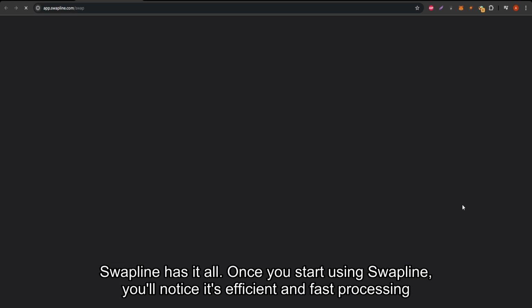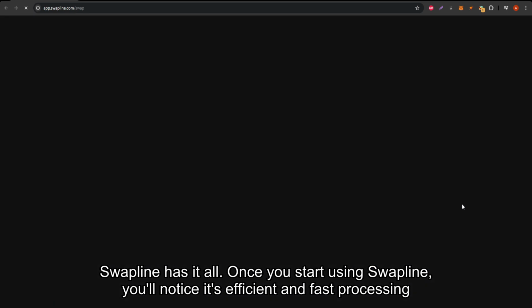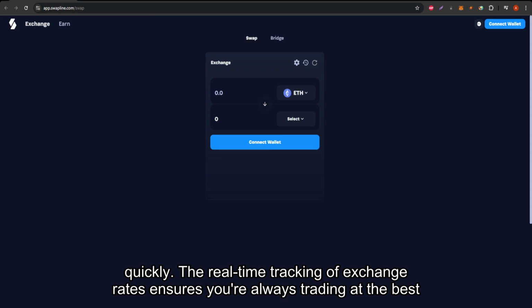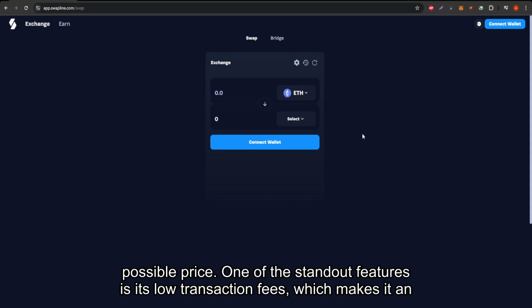Once you start using Swapline, you'll notice its efficient and fast processing of transactions. The platform supports numerous cryptocurrencies, allowing you to swap your assets quickly. The real-time tracking of exchange rates ensures you're always trading at the best possible price.